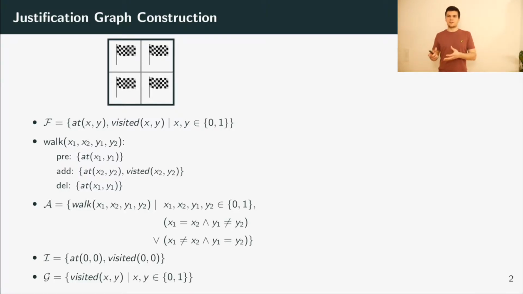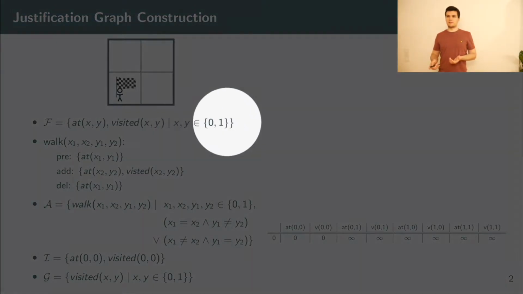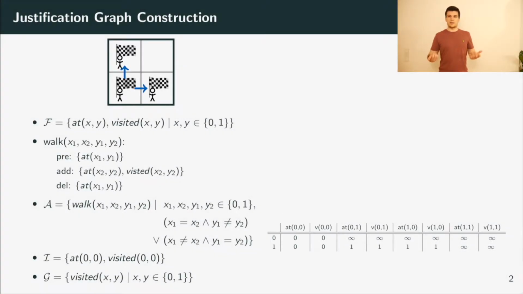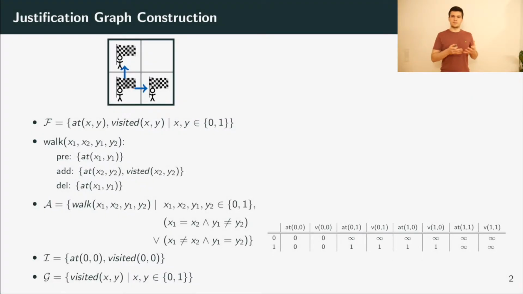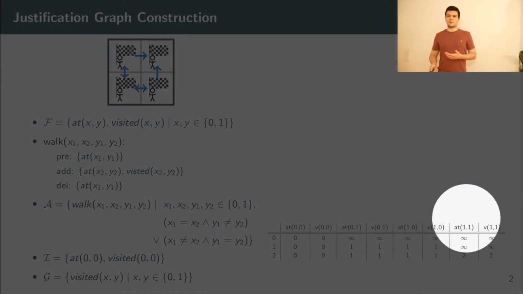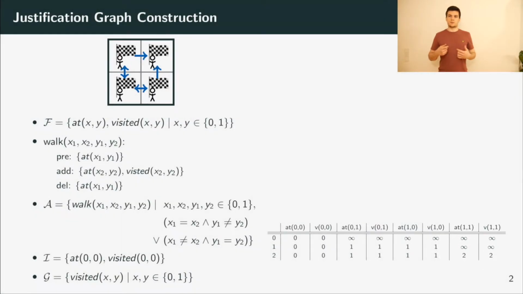Before we construct our graph, I want to start with an hmax computation. We set the cost of our initial state to 0 and then apply all applicable actions. So the cost of add 0,1, add 1,0 and the respective visited facts is 1. We again apply all applicable actions and now our goal is fulfilled, and we know that add 1,1 and visited 1,1 cost 2.